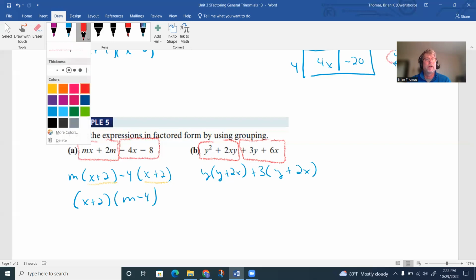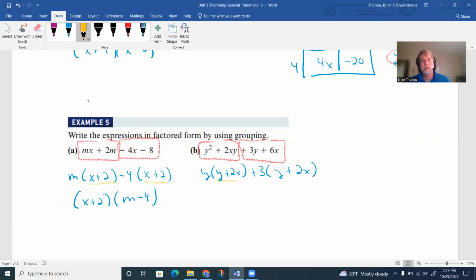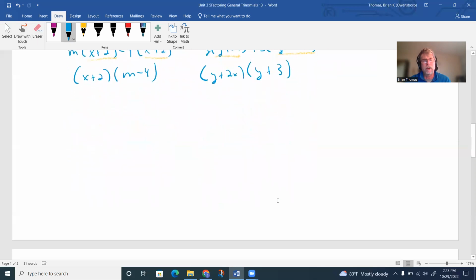Notice how, again, there's this common binomial factor. Since they have this common binomial factor, what I want to do is factor that out. That's going to give me this y plus 2x on the outside. And then the remaining 2 factors are that y and 3, and we put them in parentheses as our second grouping. So we have that as our factorization. And now that's what we call factored form, because we have a binomial times a binomial. So that's considered our factored form.